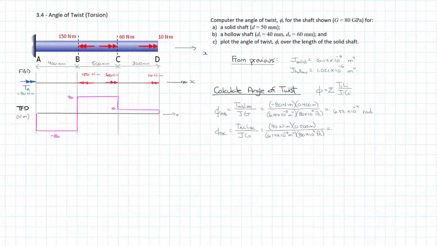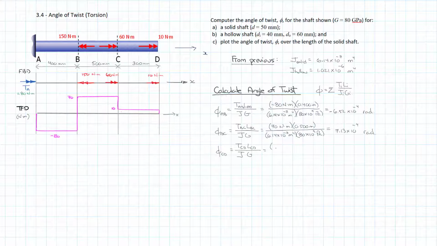And that gives us a value, oh, sorry, I missed my negative sign up in the top one. So that gives us a value of 7.13 times 10 to the minus fourth radians. And one last time, between CD, torque CD, length CD over which it's applied, J and G.